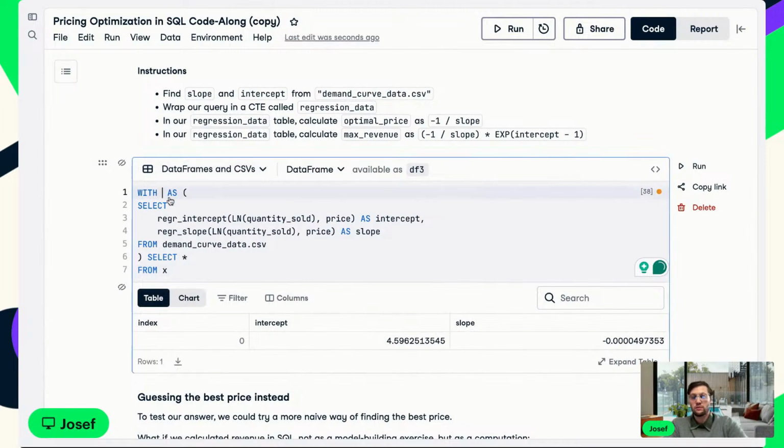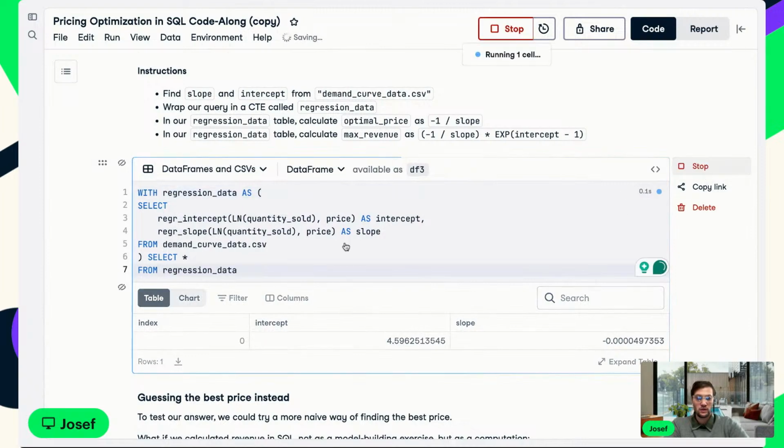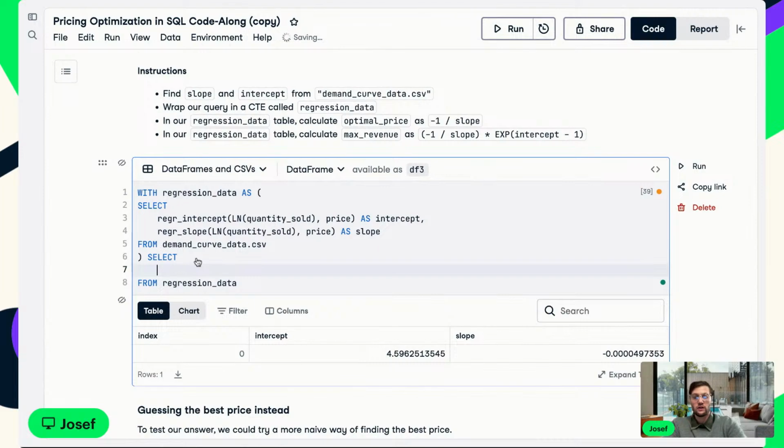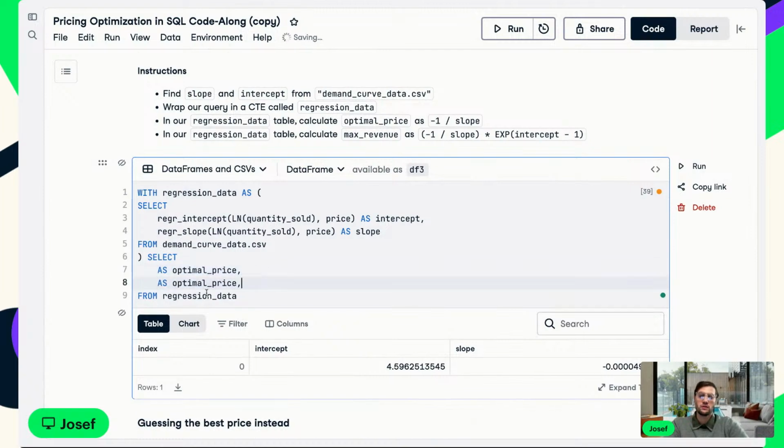Let's give these X a better name, regression data. But I'm not interested in star. I'm interested in optimal price. Something as optimal price. And I'm also interested in something as max revenue. Now the optimal price here, we just figured out is -1 divided by the slope.